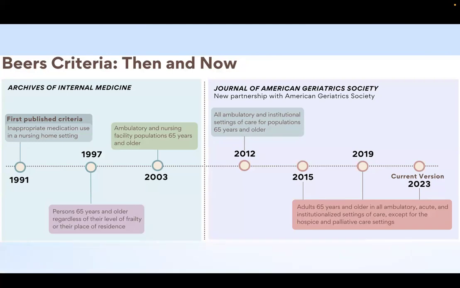So this is how the evolution of Beer's criteria has taken place. This is for basic understanding, nothing to remember from this slide, but we just need to understand that it started from 1991, and the current scenario is completely different. Majority of the hospitals are using these things.